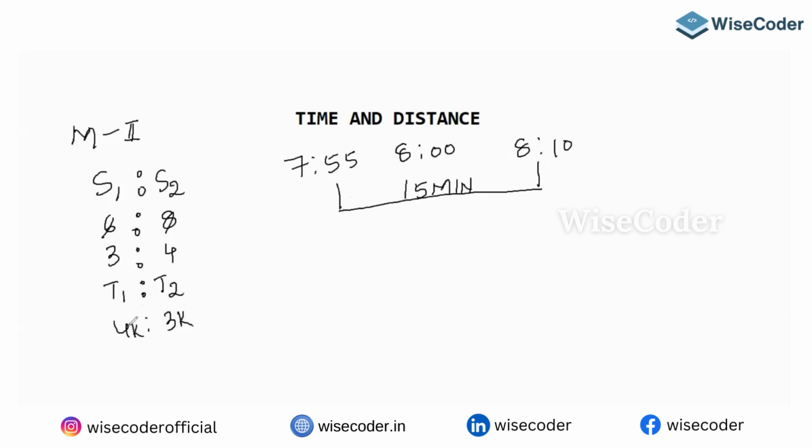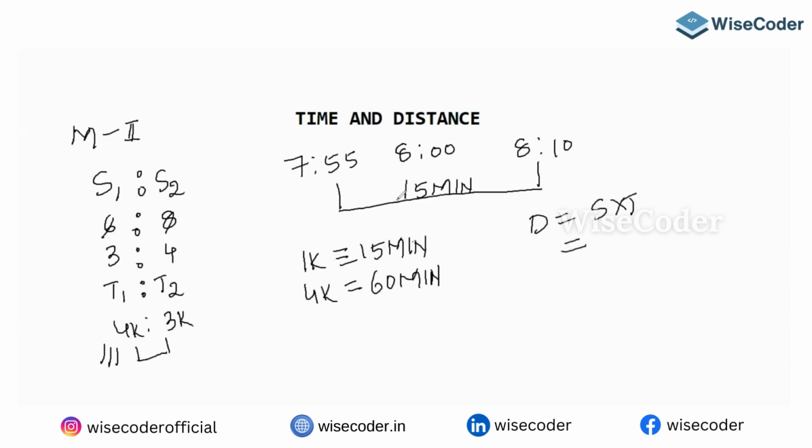Which means, look here, 4K and 3K. What is the difference here according to the ratio? 1K. So can I say my 1K value is only 15 minutes? If I want 4K, 15 fours are 60 minutes. But what do you want? You want distance. What is the distance formula? Speed into time. So I know this time. What is this time? 60 minutes.